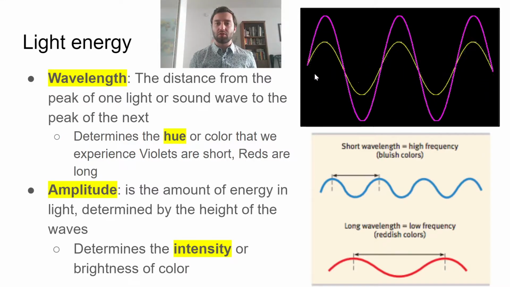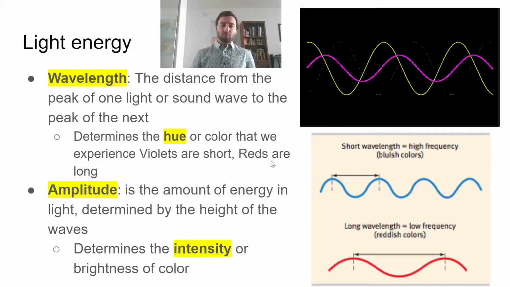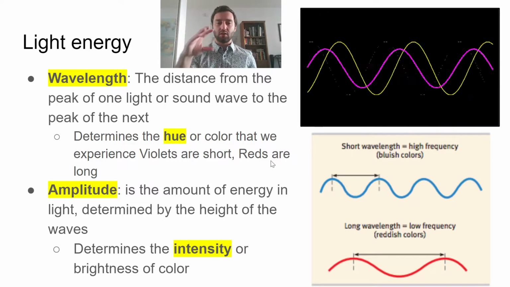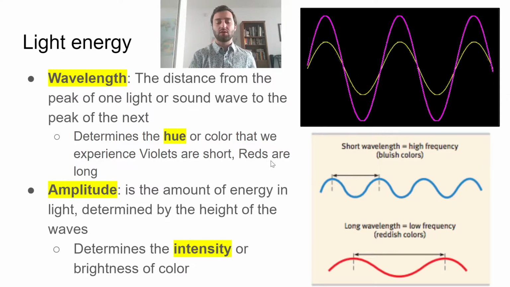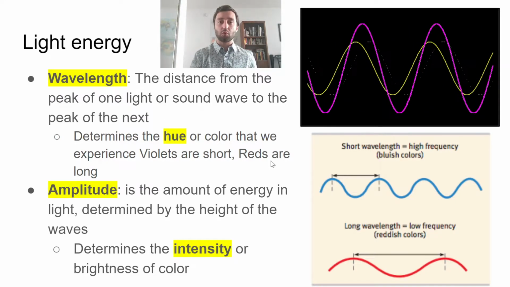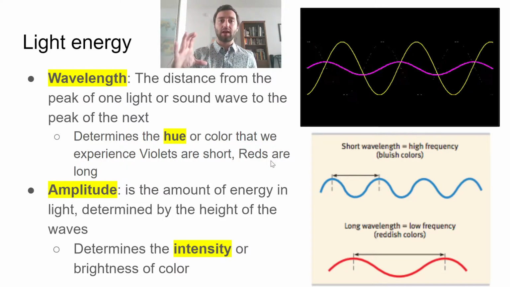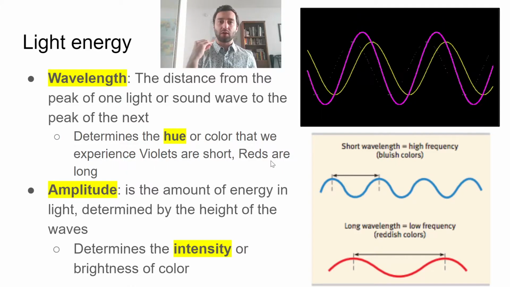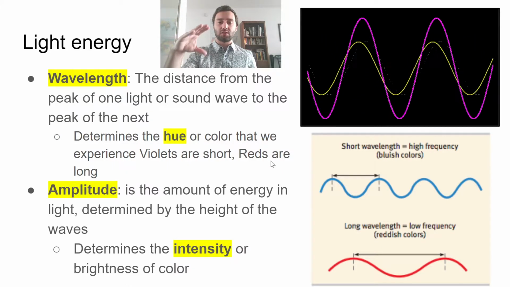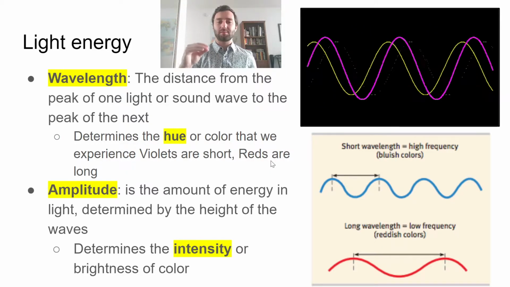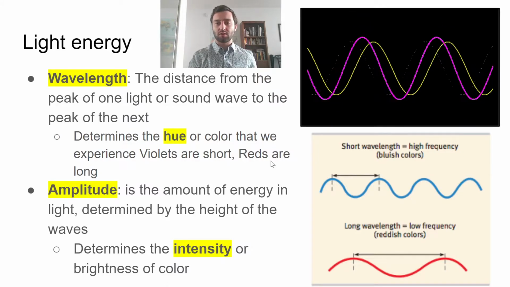The lower the amplitude, like right when it gets to the middle here and it's really short, or like this one that's really short, the lower the amplitude, the lower the amount of energy there. And what that's going to determine is the intensity or the brightness of the color that we see. So the more powerful the light, the more intense and bright that color is going to be. The smaller the amplitude, the less powerful the energy, the duller that color is going to be.